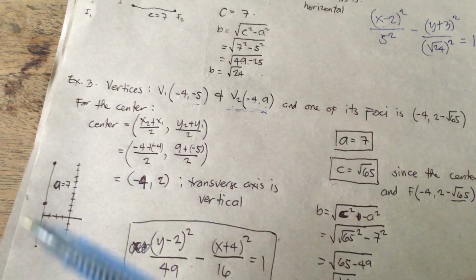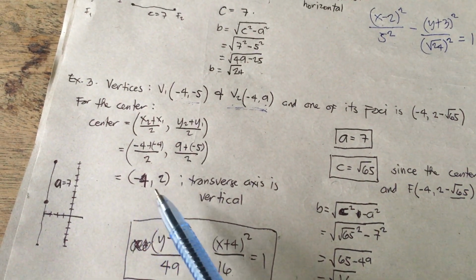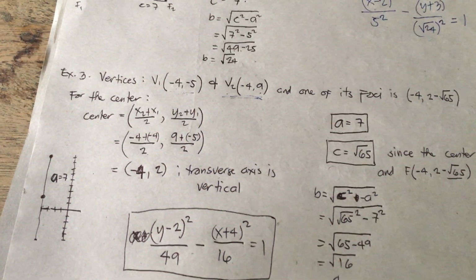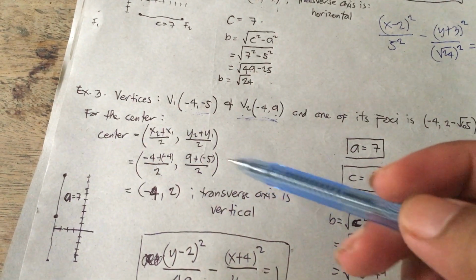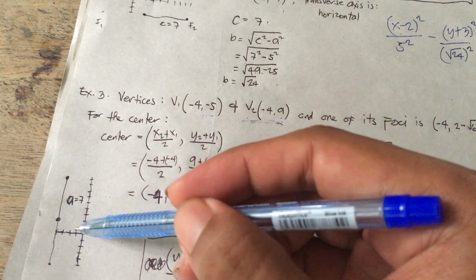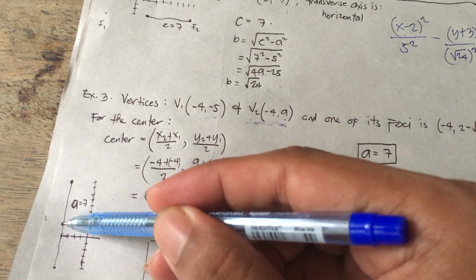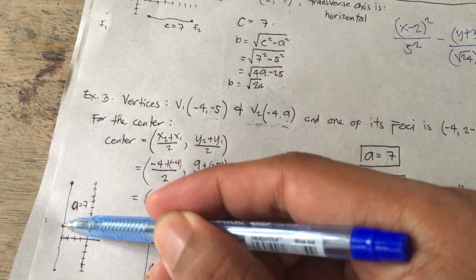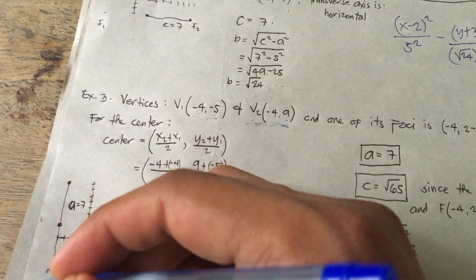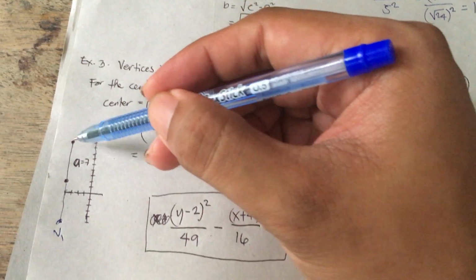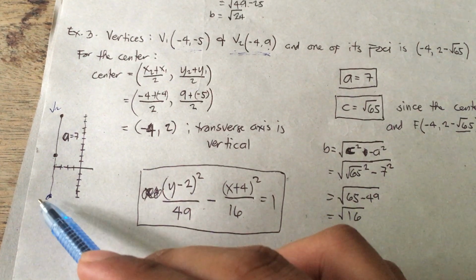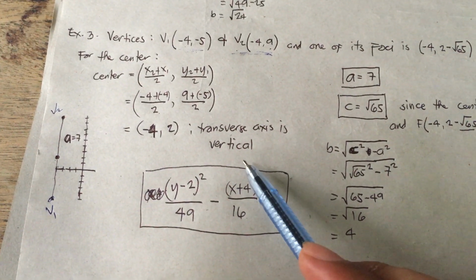So now we have the center, which is (-4, 2). If we try to graph it, our center is here, which is (-4, 2), and the vertices would be (-4, -5), this is V1, and this is V2. If you observe, our transverse axis is vertical.